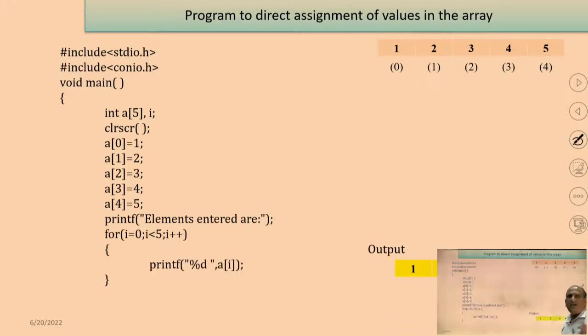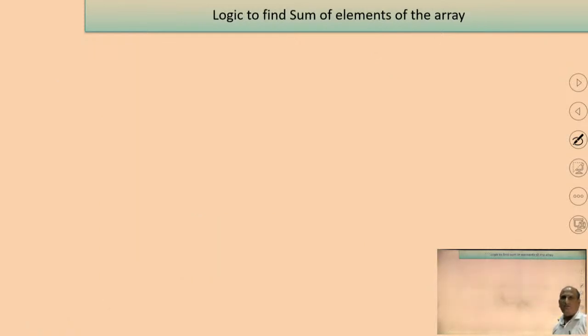Direct elements have been assigned, means 5 has been assigned to A of 4, 3 has been assigned to A of 2, and these 5 elements can be directly assigned without any for loop, and then printed. 5 elements are there, means we will create a for loop from 0 to less than 5, and A of I will be printed in that for loop. This way you can also perform input and output to the array.